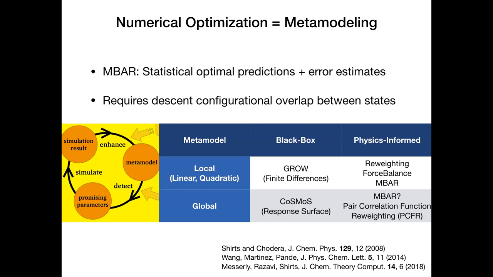And this was what this grow method, this finite difference method did. And then what I did was use a global meta-model instead and use that to do numerical optimization. Then you can, of course, do this physics-informed, where you use reweighting as a local meta-model, which force balance does, or you can get the same from multi-state Bennett.